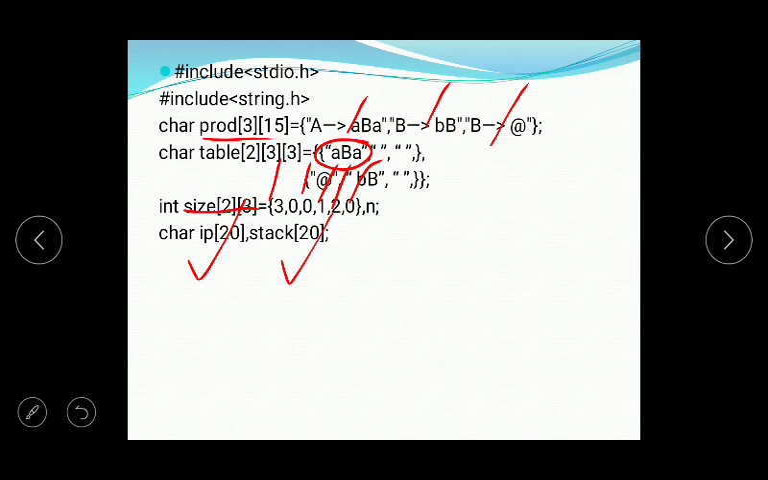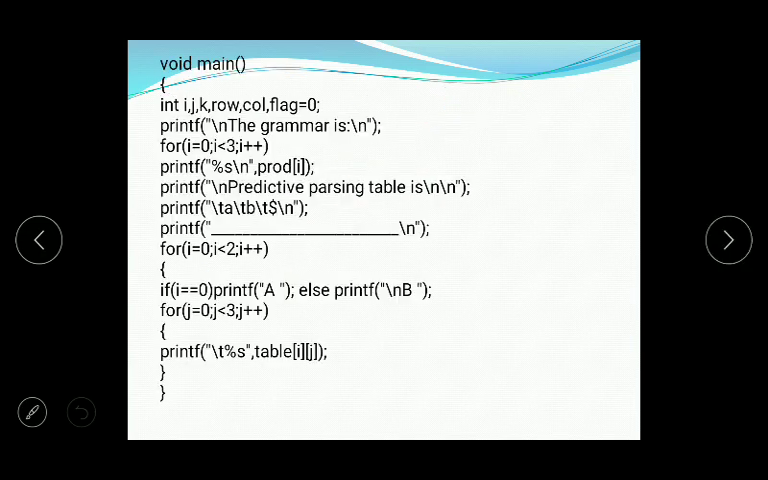These are the declarations. Now coming to the main program, declare required variables like i, j, k, row, column, flag, etc. Then display the grammar by using the production array. Display the predictive parsing table. So this is just displaying whatever we require. Just trace by yourself this printf of table of i, j. I am not going to explain this display function and all. Let us directly go for the algorithm implementation.